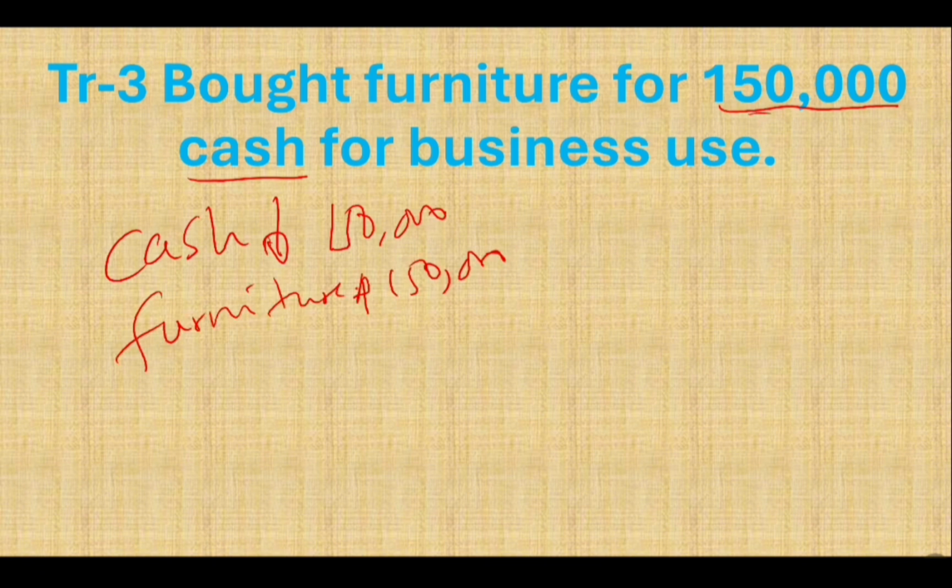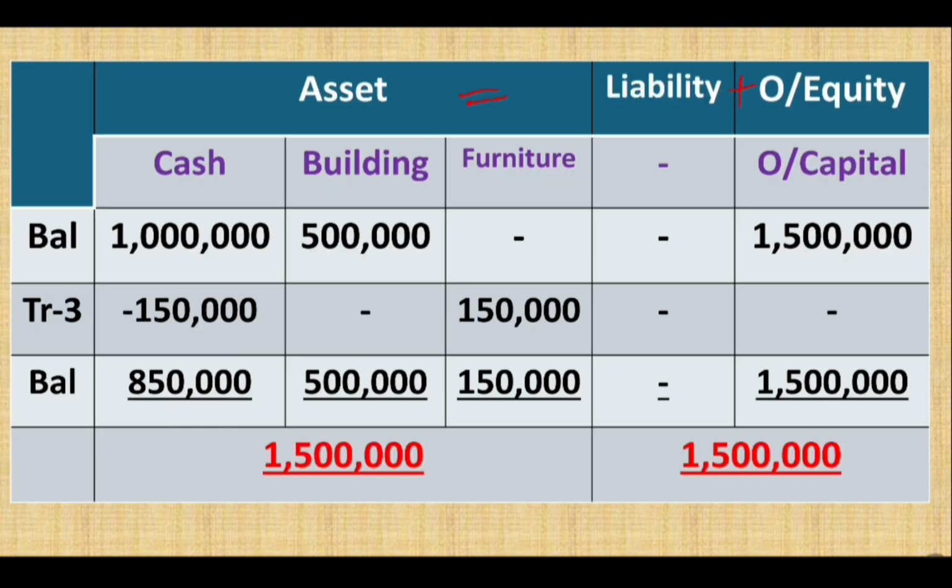The new type of asset, furniture, is obtained in transaction 3, and the new asset has the value, or price, of 150,000. So this transaction is given by this table. Here we have asset equals liability plus owner equity.